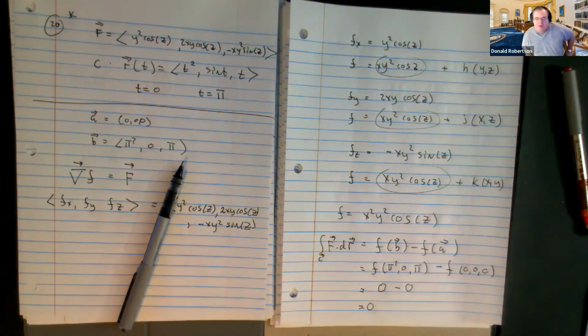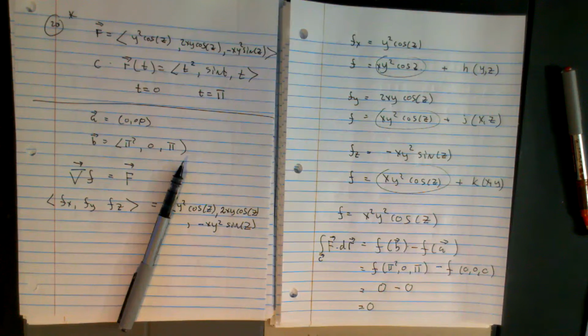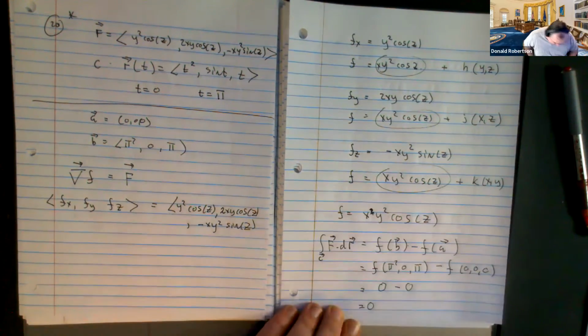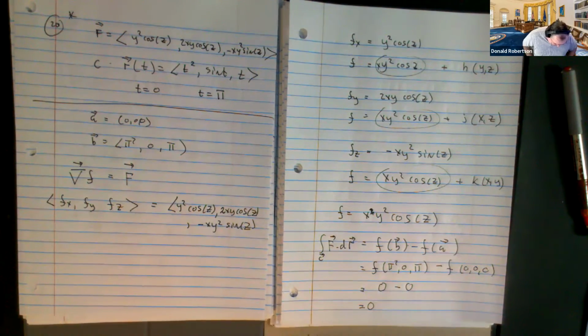Rosie, question. In your potential function, you have x squared, y squared cosine z. How did you get x squared? I didn't. It should have been x, but the good news is it didn't cause any trouble. Okay, thanks.